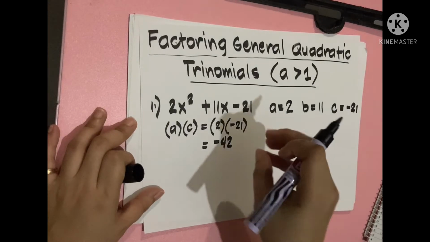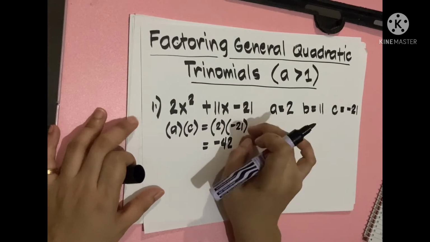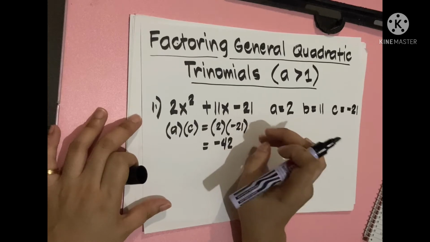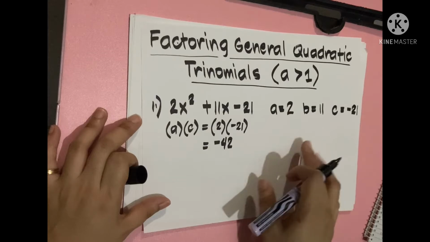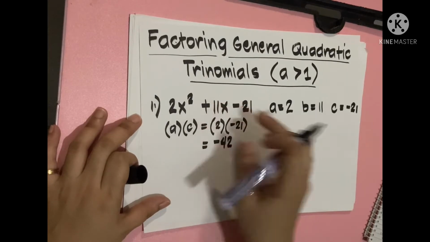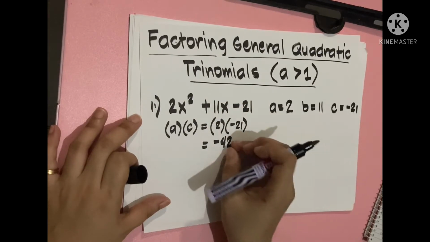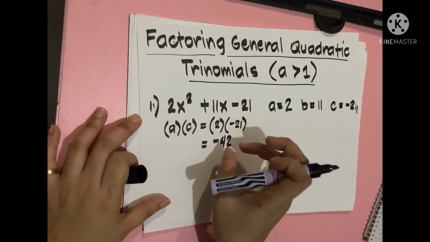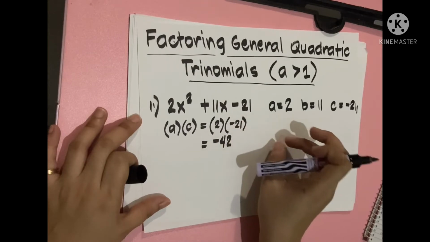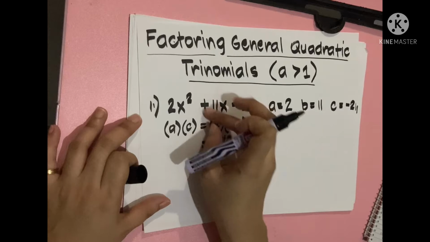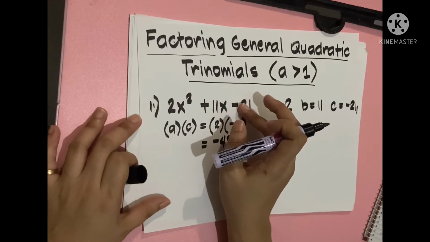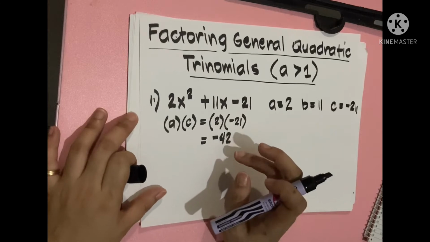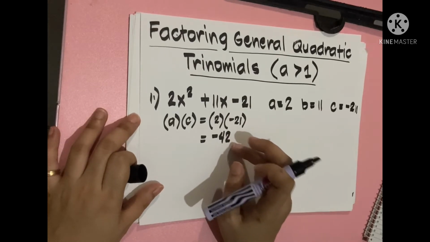Okay? Now, dito, kapag nag-isip ka ng numbers na kapag minultiply mo sa 42, dapat yung sum or yung difference niya should be equal dun sa middle term natin. So, in this case, yung hinahanap natin na dalawang numbers na pag minultiply mo, negative 42, dapat ang sum or ang difference niya should be 11. Okay? So, ano ba yung possible factors ng negative 42?